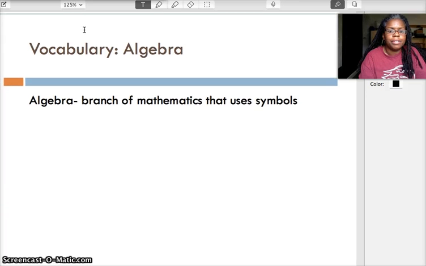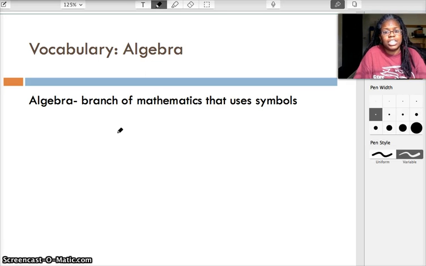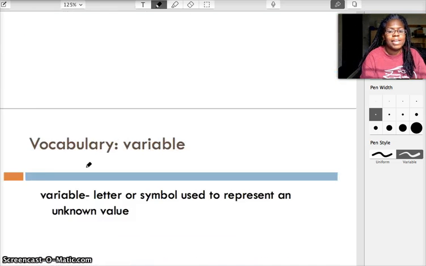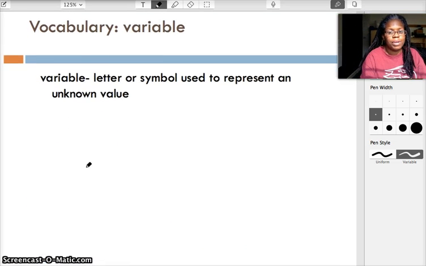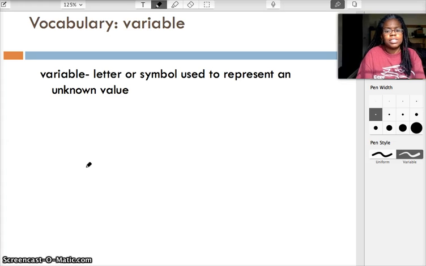So algebra is a branch of mathematics that uses symbols, and that's kind of what we're going for in pre-algebra. What we're going to do is start understanding what the symbolic representations are of equations and rules and things like that, and we'll also be using a lot of variables, which is another concept that we're going to talk about. The next word that we have is variable, and it's a letter or symbol used to represent an unknown value.